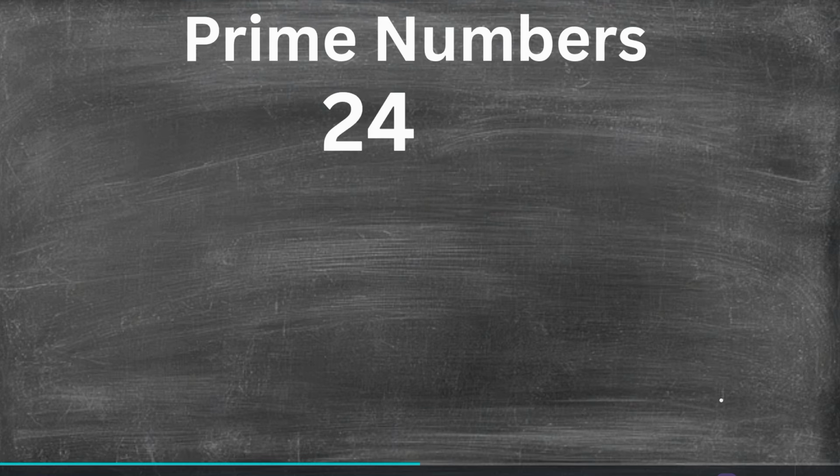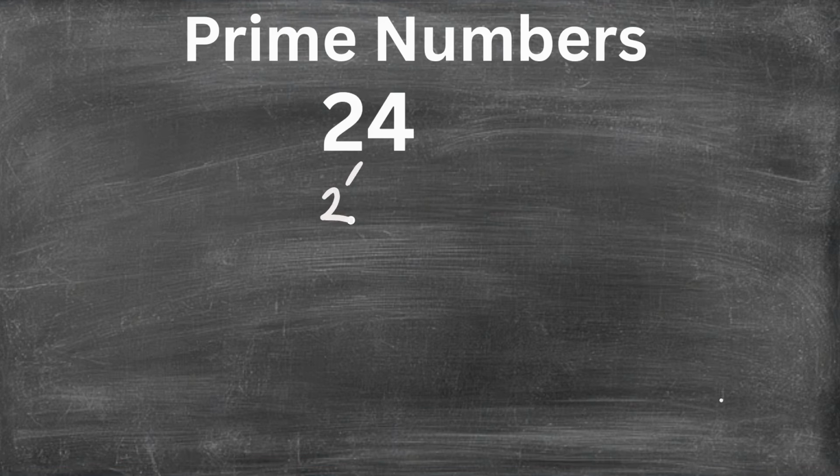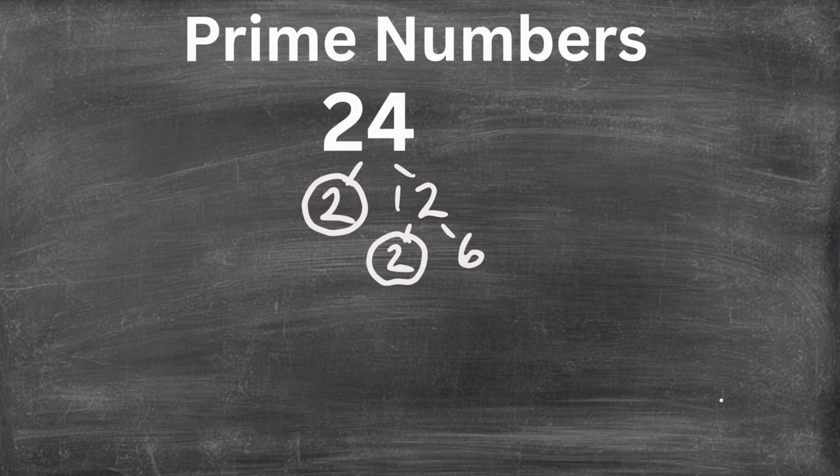Since it ends in an even number 4, I'm just going to start with 2, and 2 times 12 is 24. I'm going to circle 2 because it is prime. I can use 2 again. 2 times 6 is 12. Again, we circle 2 because it's prime. And now 2 times 3 is 6.